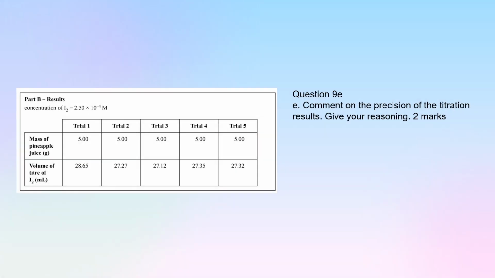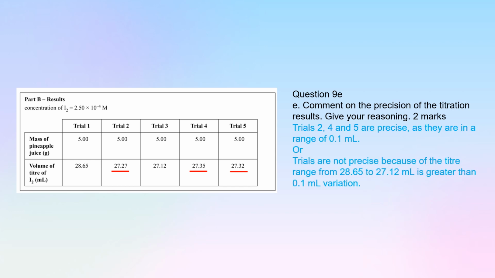Trials 2, 4, and 5 are precise, as they are in a range of 0.1 milliliters. The other trials are not precise because the titer range from 28.65 to 27.12 milliliters is greater than the 0.1 milliliters variation.